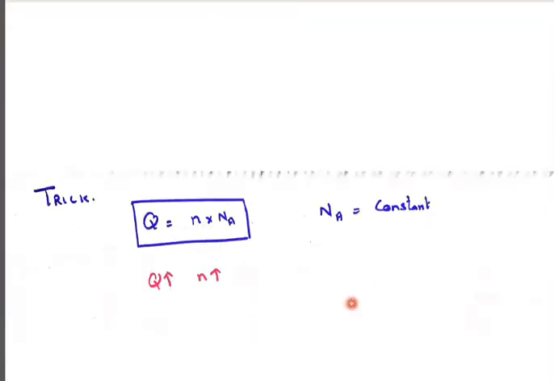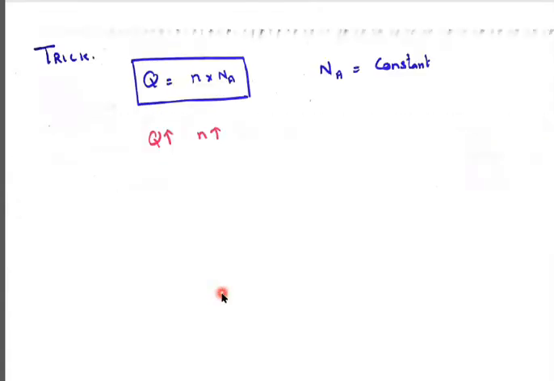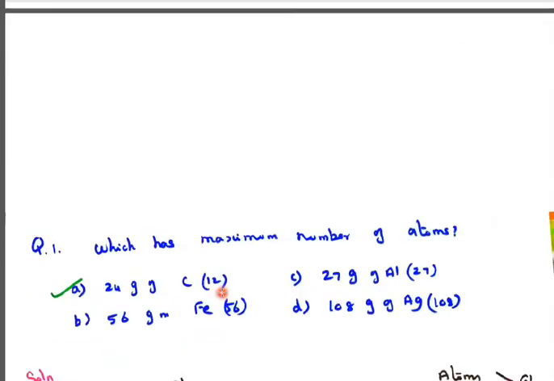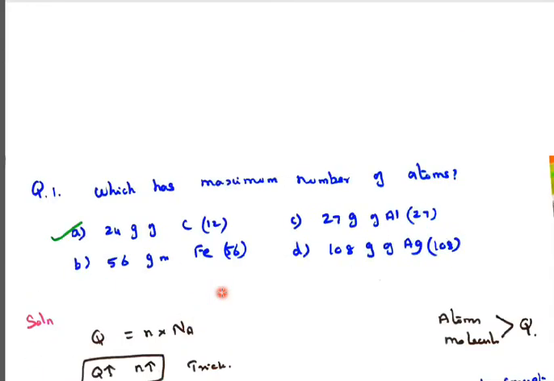So here is another trick: Q is nothing but N into Avogadro number, where N is the number of moles. Na is a constant value, the Avogadro number. If the quantity increases, the number of moles also increases. That is one trick. So let us discuss the questions.